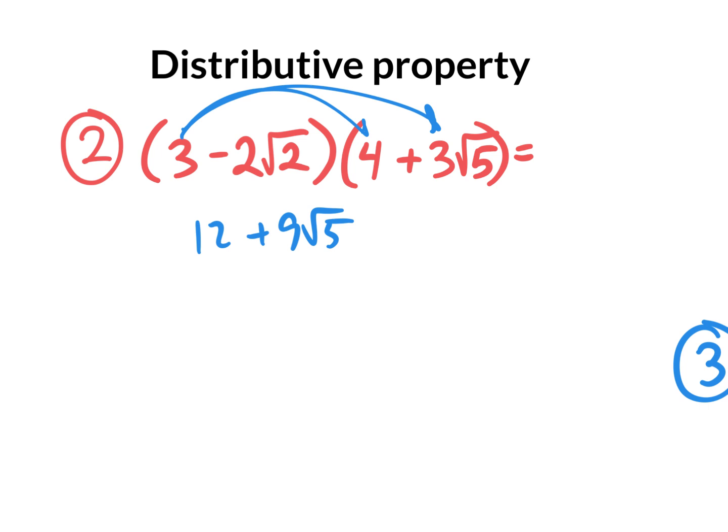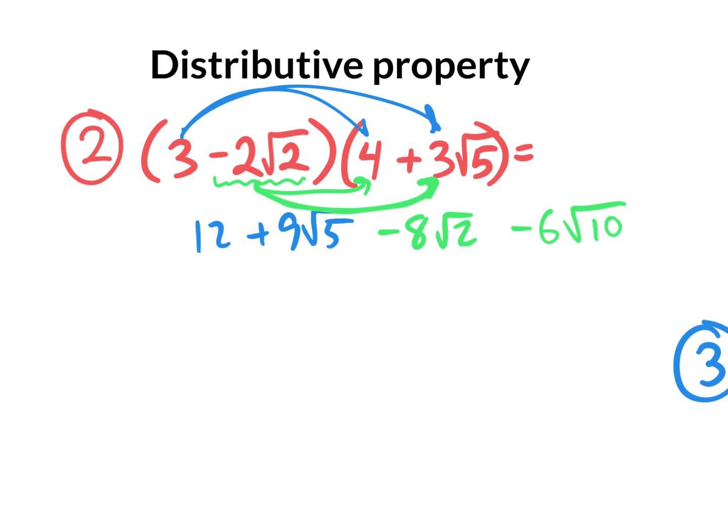And then distribute negative 2 square root of 2 times 4. Imagine like a negative 2x times 4, that'd be a negative 8x. But in this case, it's going to be what? Negative 8 of those square roots of 2. And then negative 2 square root of 2 times 3 square root of 5. That'd be negative 6 of those square roots of 2 times 5. You could actually multiply them together, right? And there's nothing to combine. That would be your final answer. That's nasty. I don't know if the calculator does that.